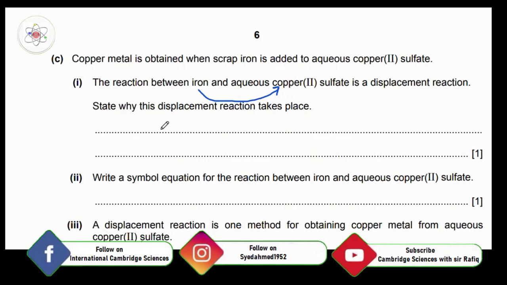And if you go into the reactivity series, you find iron above copper in the reactivity series. So as iron is more reactive than copper, it displaces copper.